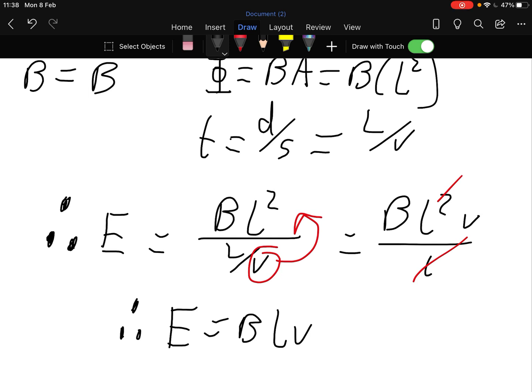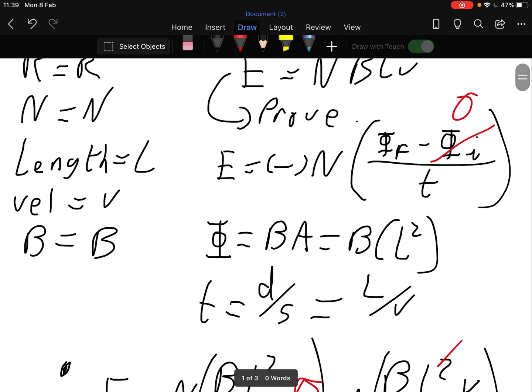Oh, I forgot about my N outside the bracket. Oops, okay, so the N is still there. I forgot to put in the N because the number of coils is actually N. So there you go. Okay, so go back over that again.